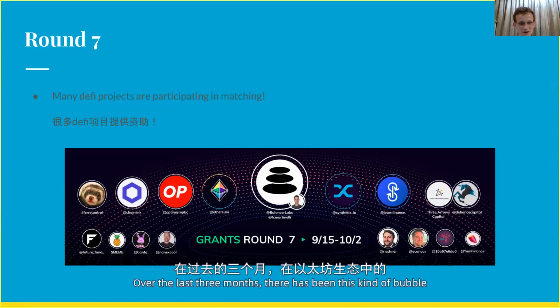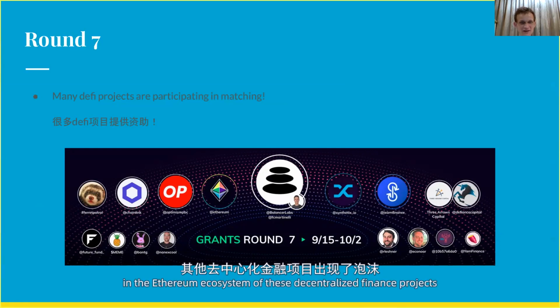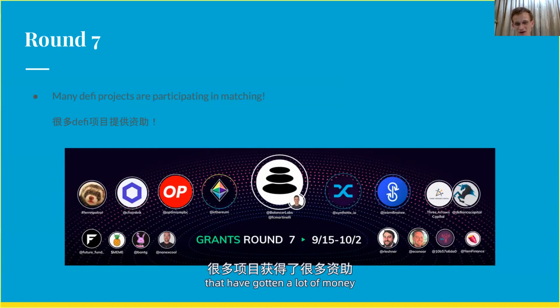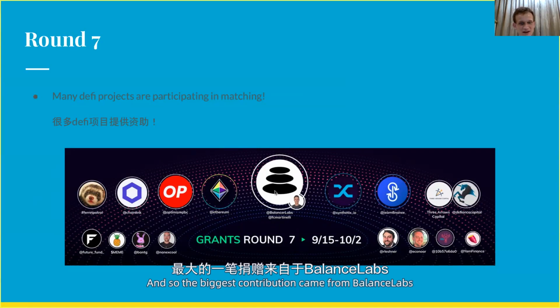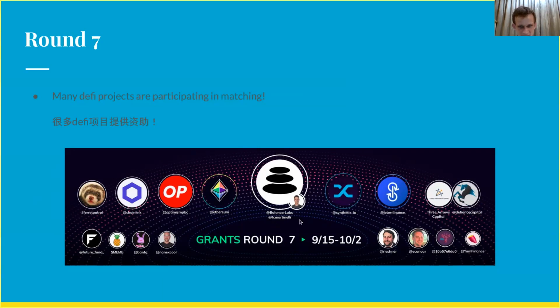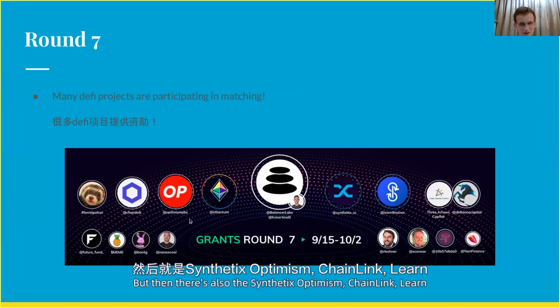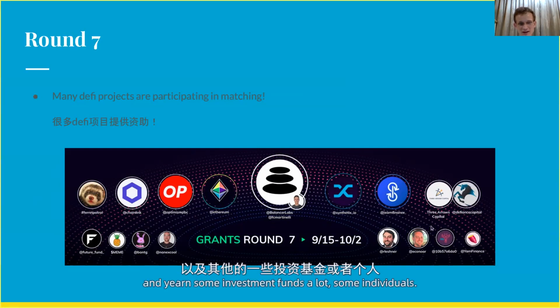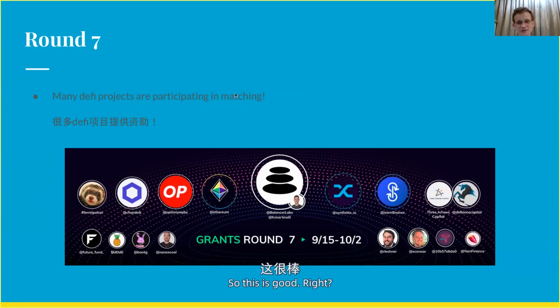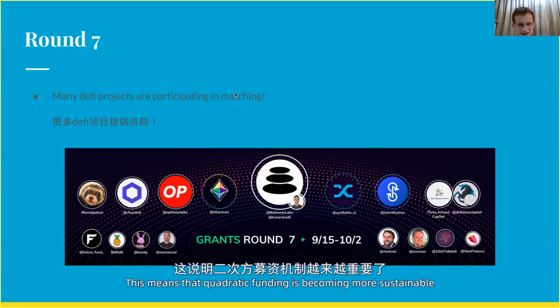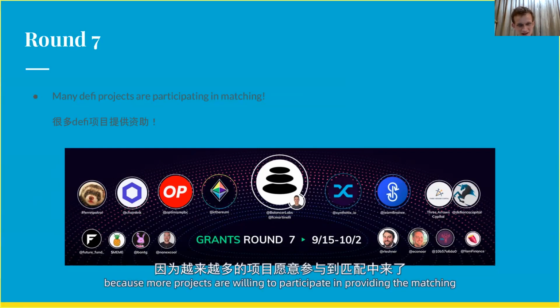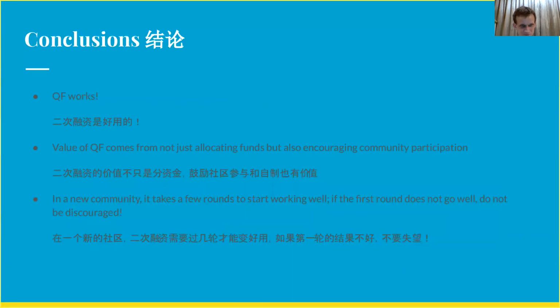Over the last 3 months, there has been this kind of bubble in the Ethereum ecosystem of these decentralized finance projects that have gotten a lot of money or a lot of attention or a lot of both. The biggest contribution came from Balancer Labs, but there was also Synthetix, Optimism, Chainlink, Yearn, some investment funds, some individuals. So this is good. This means that quadratic funding is becoming more sustainable because more projects are willing to participate in providing the matching.